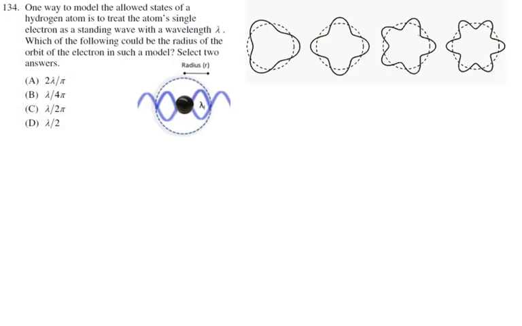Select two answers. So what they're saying in this question is that you can represent an electron as a wavelength, and you can have one full wavelength. So let's say I'm going to go from trough to trough, so that would be one full wavelength. Or you can have from trough to trough and another from trough to trough. So you would have two wavelengths. So you would have from here to here one wavelength, and then you have the second wavelength. You have 3, 4.